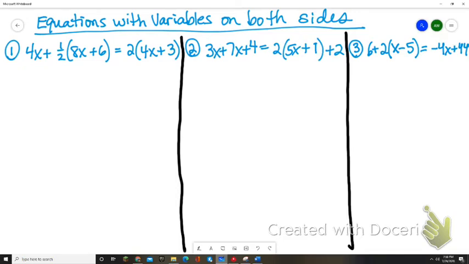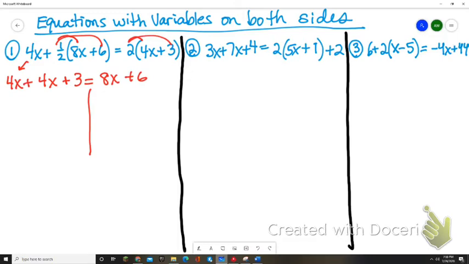The first thing you're going to need to do is distribute. So this 4x just drops down, and we're going to distribute the 1/2. Well, half of 8x is 4x, and then half of 6 is 3. We're going to also distribute on the right side, so 2 times 4x is 8x, and 2 times 3 is 6. So now we have our equal sign, which I use as a fence to work across.